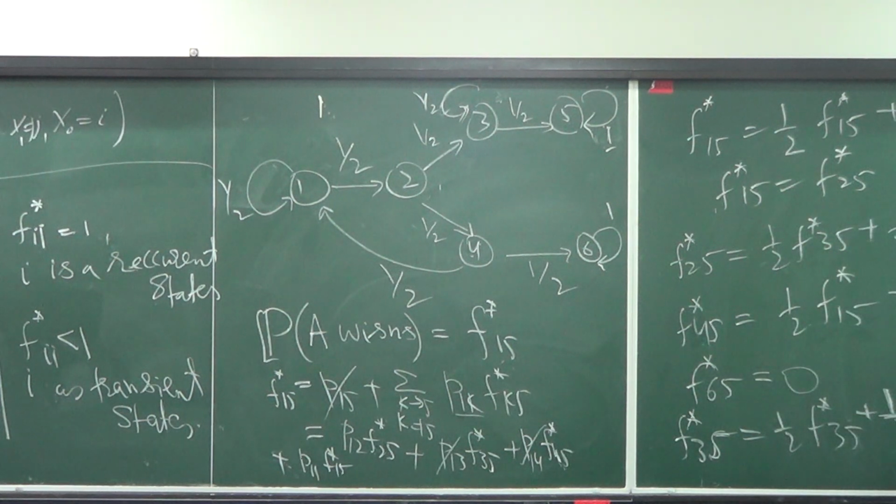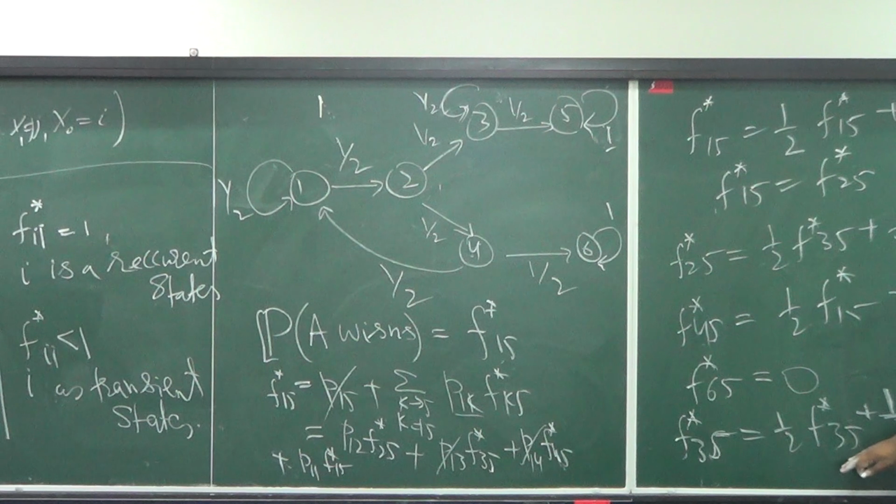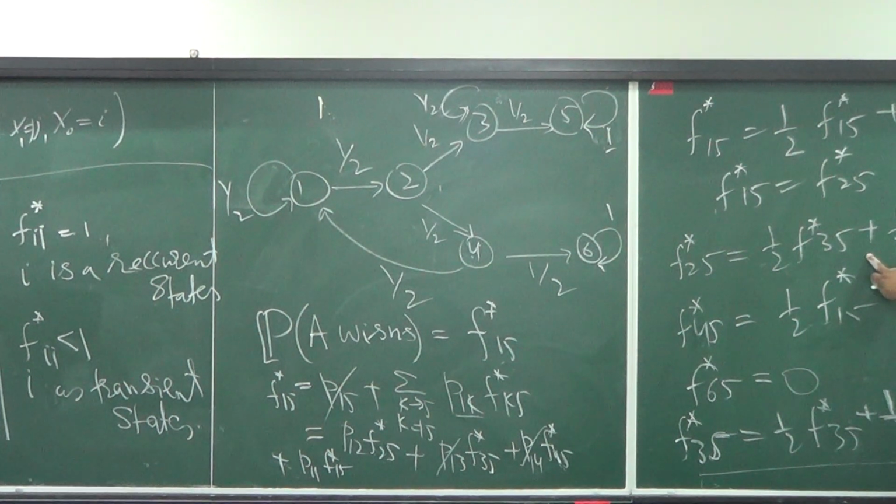If I have this system, it shows me that f star 45 is half of f star 15, so I can substitute it here. And f star 35 tells me that it's half of f star 35 plus 1 half. You can convince yourself that this must be true, so you're going to get the concrete value of f star 35. And then substitute it back here. So you get another equation for f star 15 and f star 25. Solve it, and you're going to get the values.